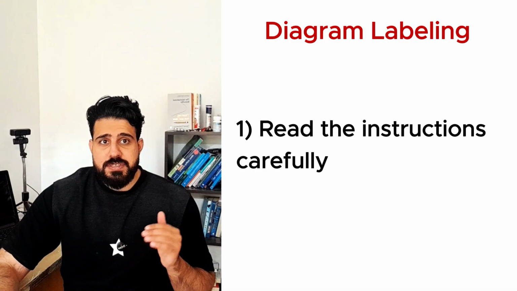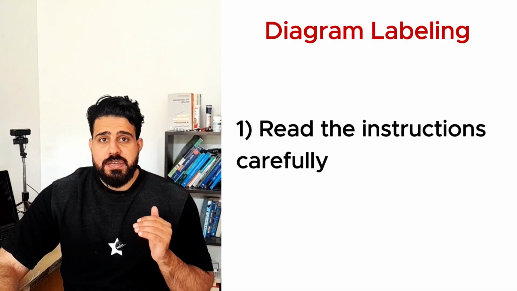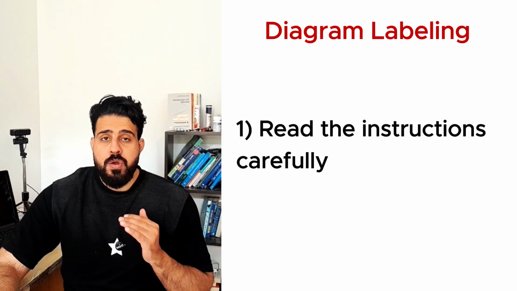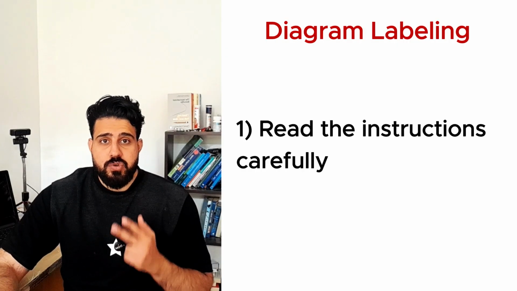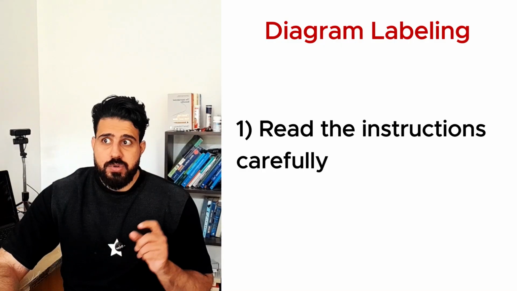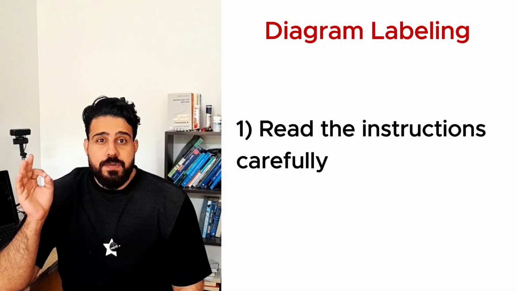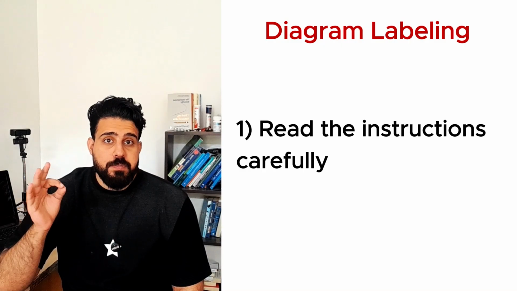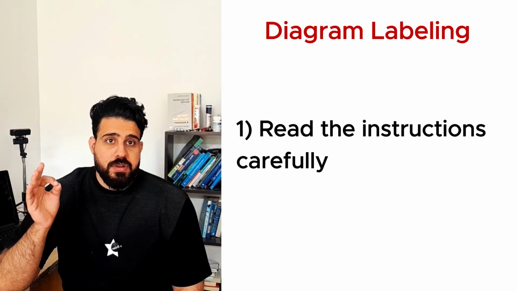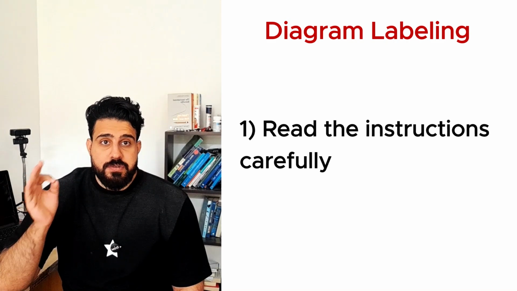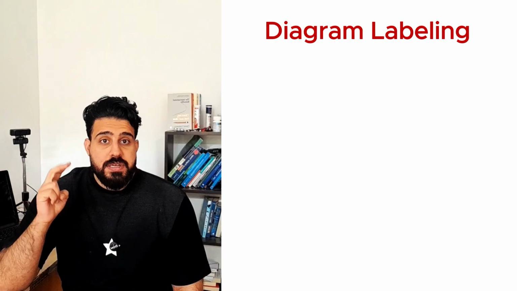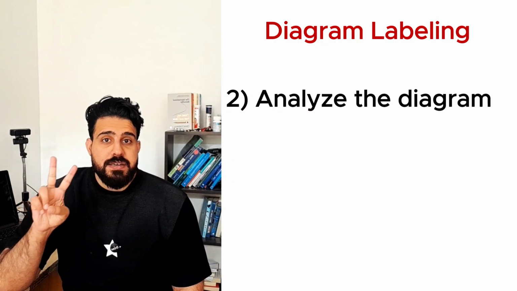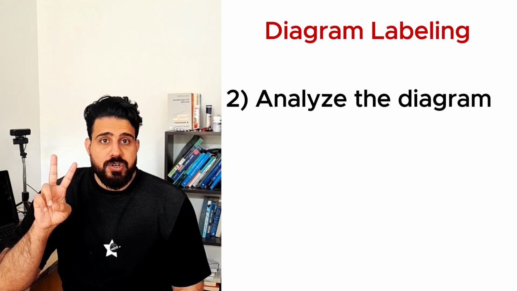The instructions tell you how many words you can use. It might say one word only, 2 words, 1 word and a number, etc. If you write even 1 word too many, you'll lose the mark, even if your answer is correct, so be careful. Step 2, analyze the diagram.